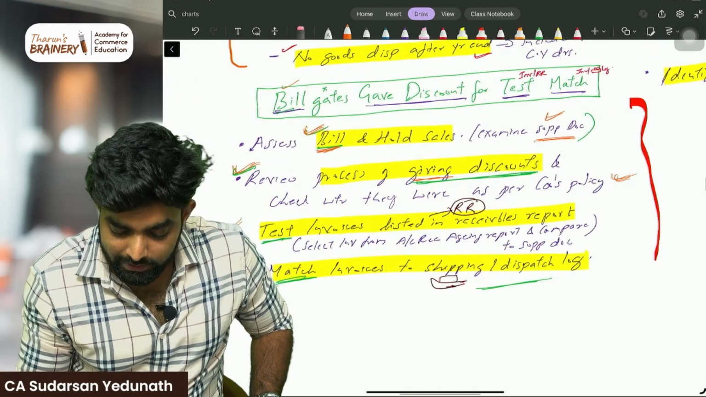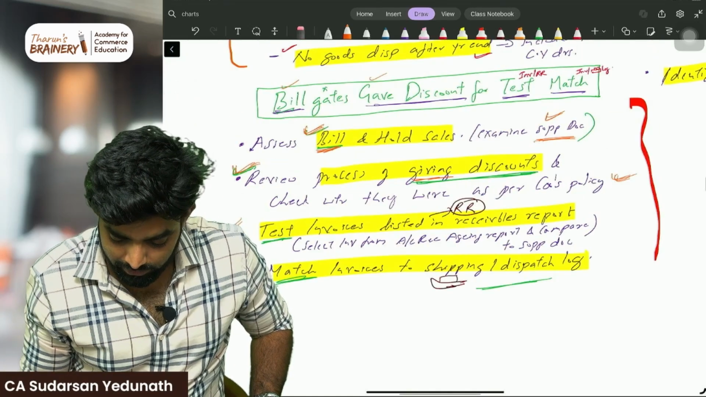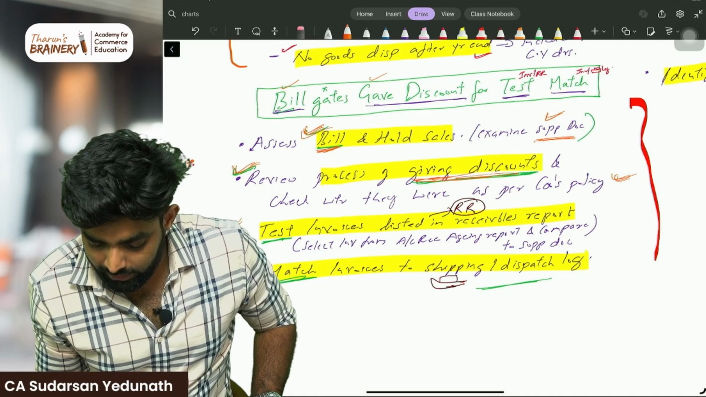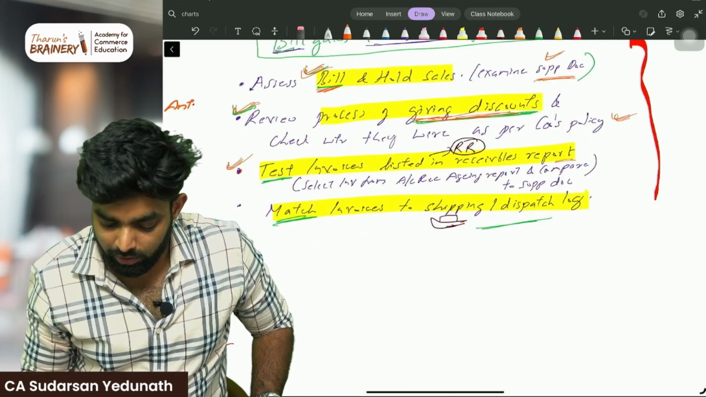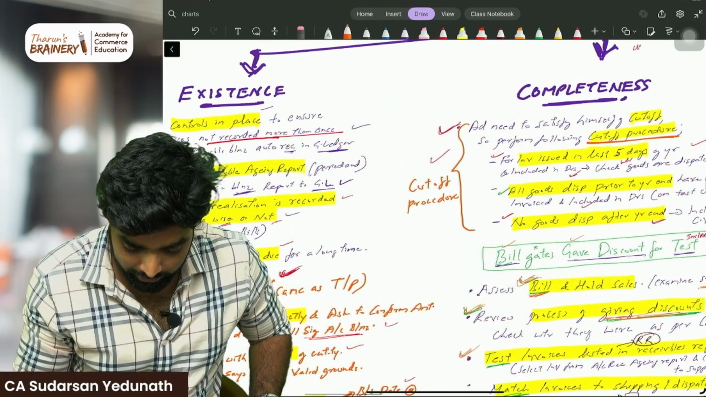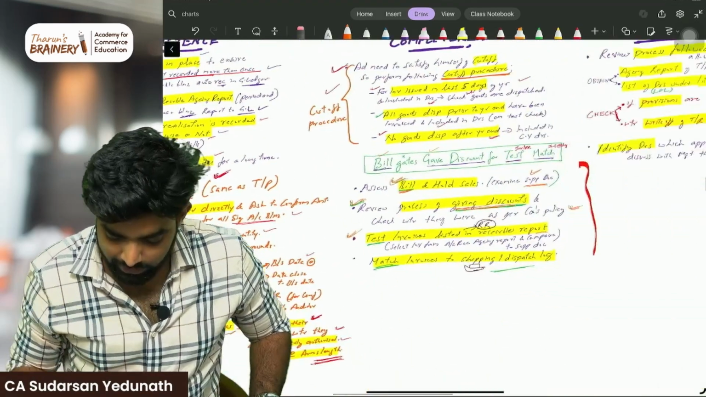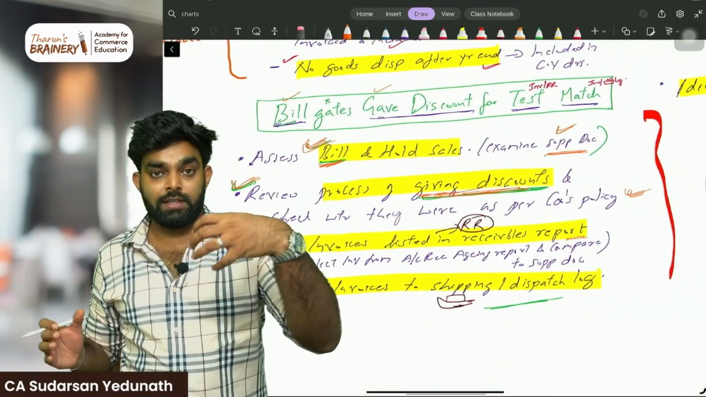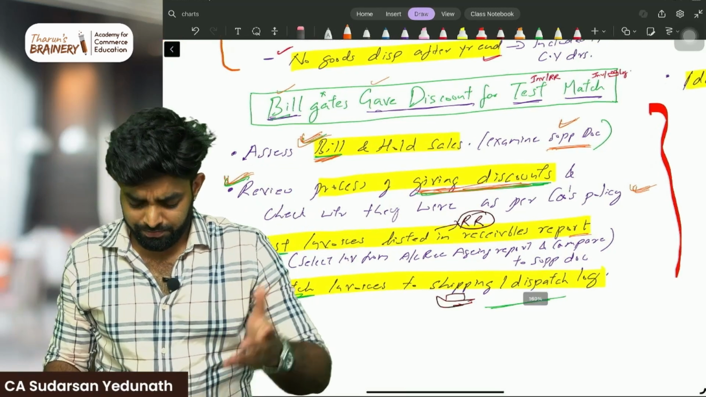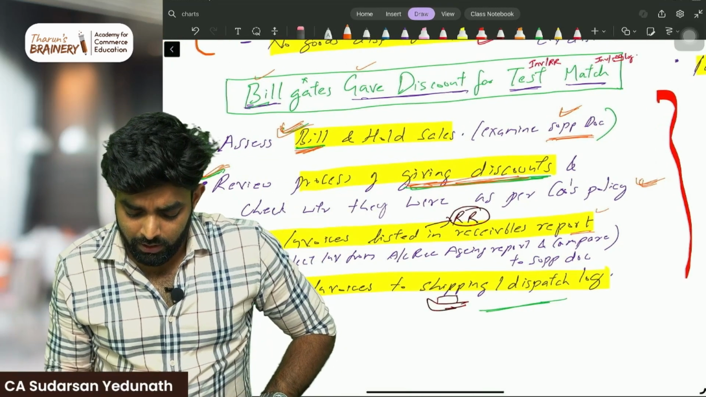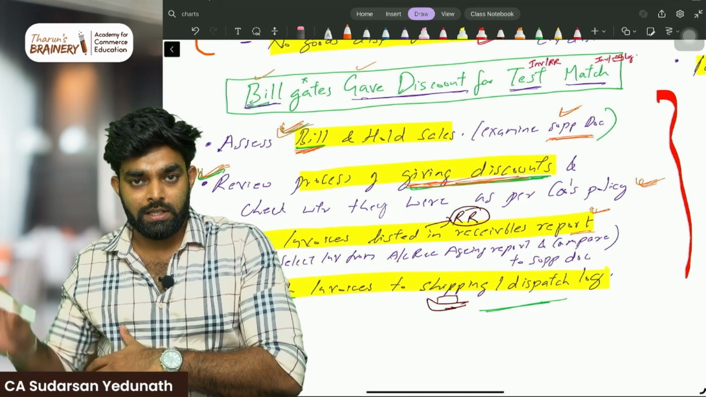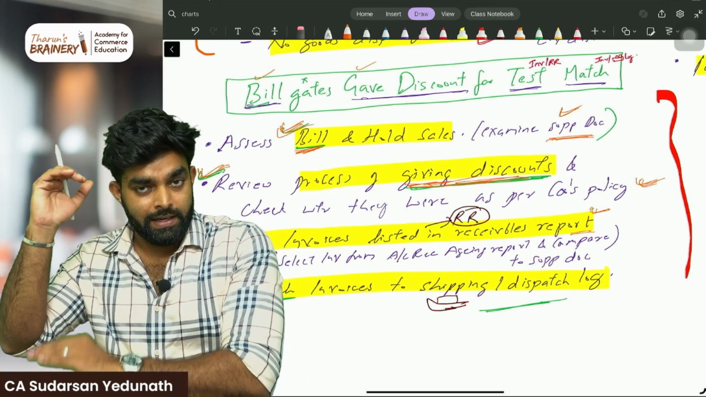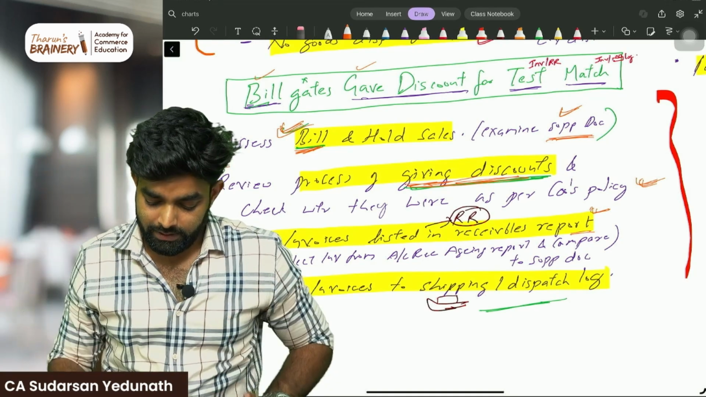Then Bill Gates gave discount, that is giving discount. Bill giving discount for test matches. Test invoices listed in receivables report. We asked for one receivables report here, right? No, that was the aging report. Yes, there is something called a debtors report. That is the receivables report. We'll ask the management side. So test the invoices listed in the receivables report. All the invoices that have been listed in the receivables report, the debtors report, test that. You have to test that.